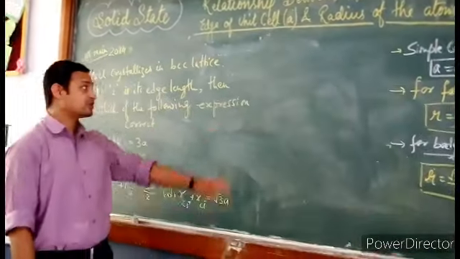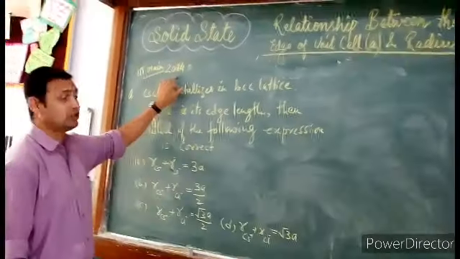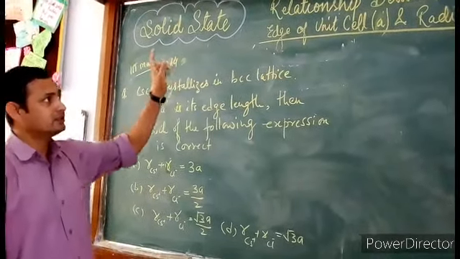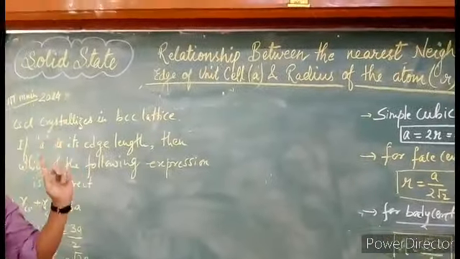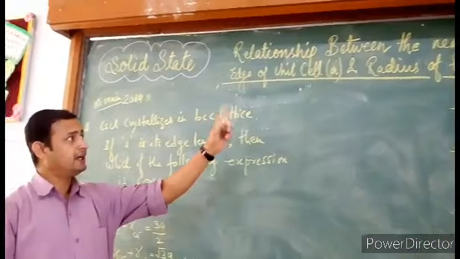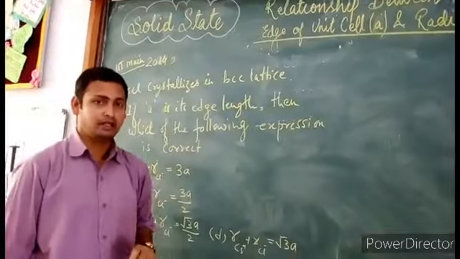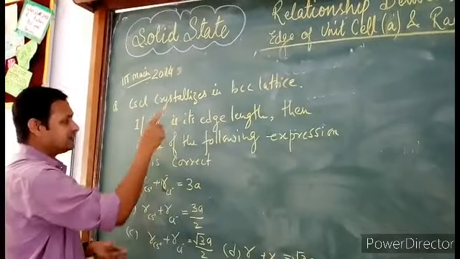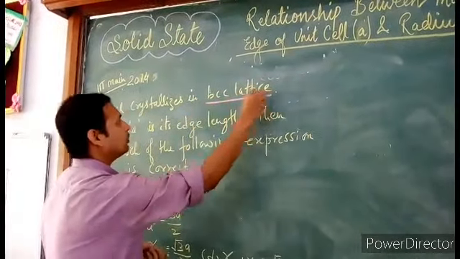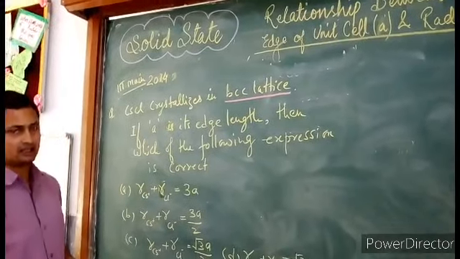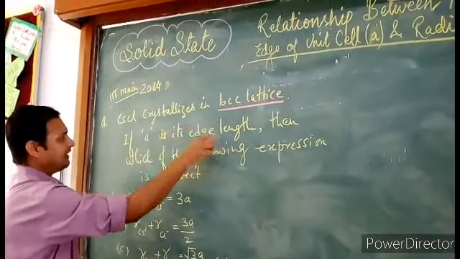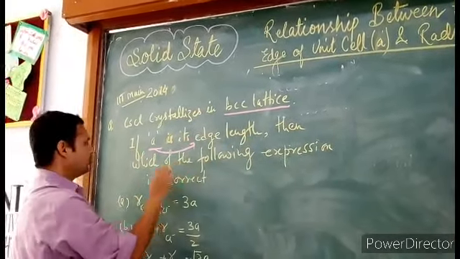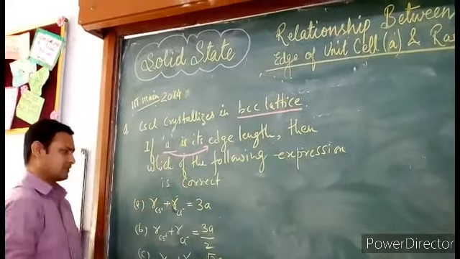So now we are having one more question which came in IIT Mains 2014 based on our topic that we have discussed today, relationship between edge length, radius of atom and distance between the nearest neighboring atom. Question is something like this. Cesium chloride crystallizes in BCC lattice, body centered lattice. If A is its edge length, then which of the following expressions is correct?